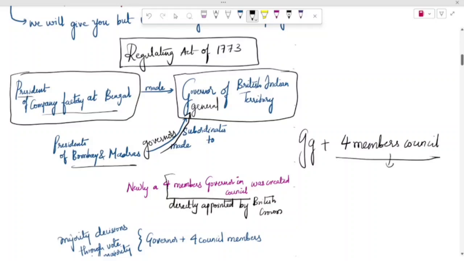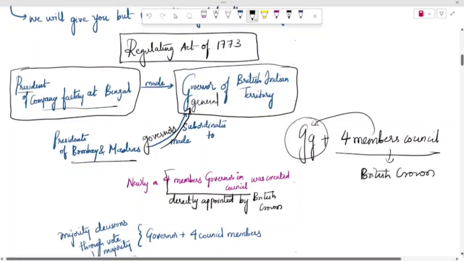So these 4 members were directly appointed by the British Crown. Britain had a parliament and also a crown, which means a prime minister and a president. The prime minister is from Parliament and the president is from the Crown. The president is nothing but the Crown there. So these 4 council members used to assist the Governor General in making decisions.